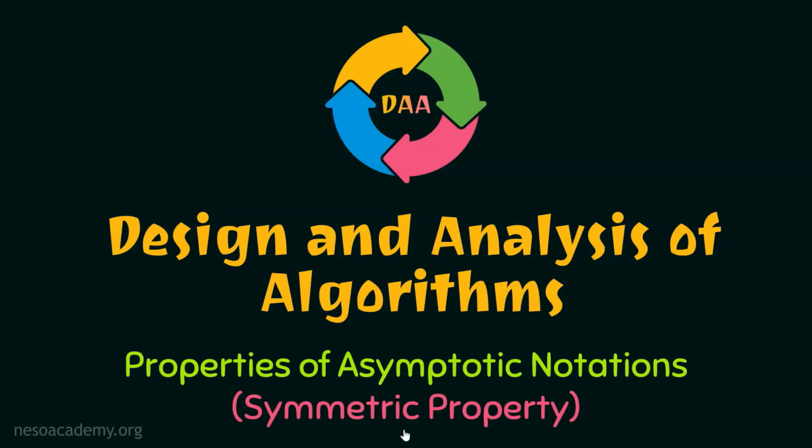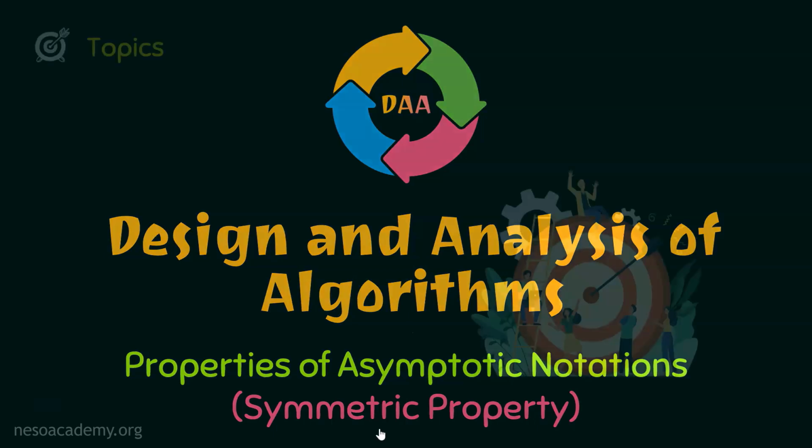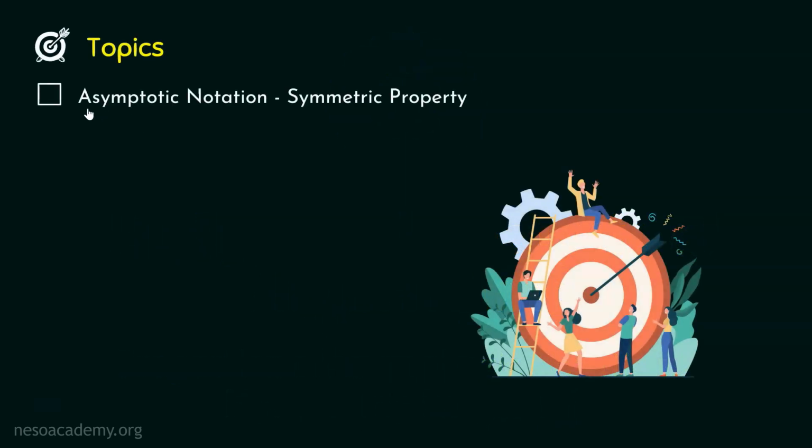In the last lecture, we discussed the reflexive property of asymptotic notations. Now we will discuss the symmetric property of asymptotic notations. So let's get started and let's see the topics. The topic is asymptotic notation symmetric property.